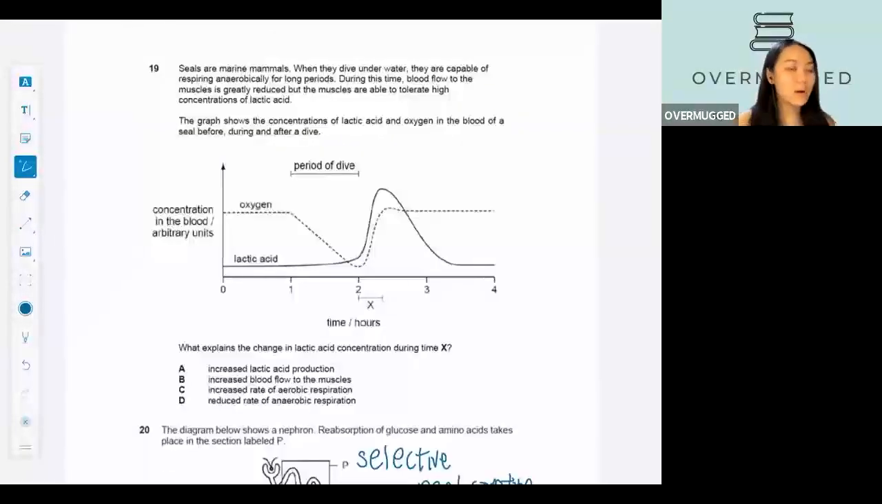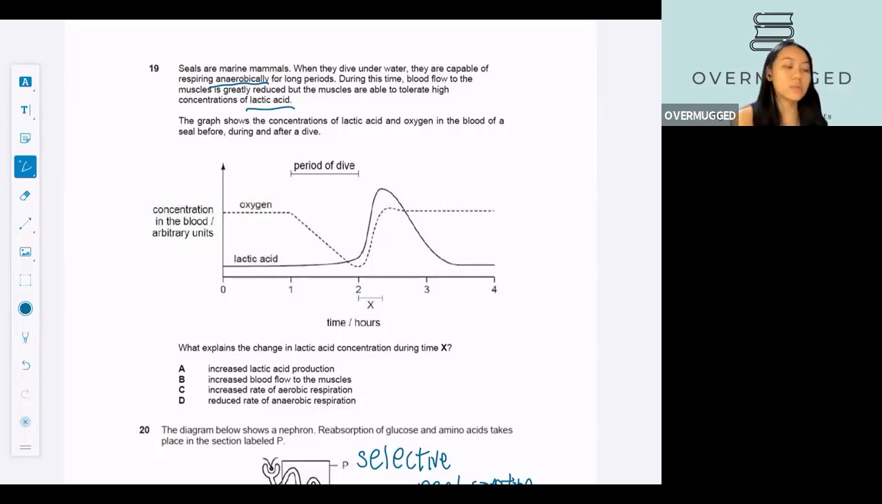Question 19. The seals are marine mammals. When they dive underwater, they're capable of respiring anaerobically for a long period of time. And during this time, the blood flow to the muscle is greatly reduced, but the muscles are able to tolerate a high concentration of lactic acid.